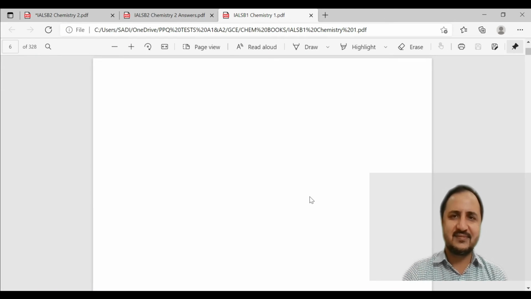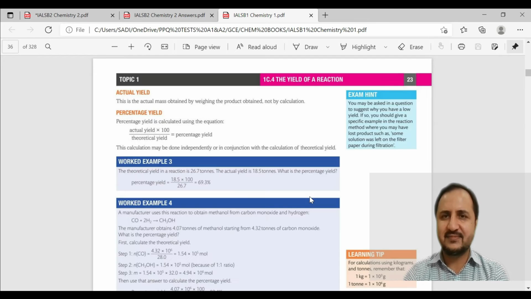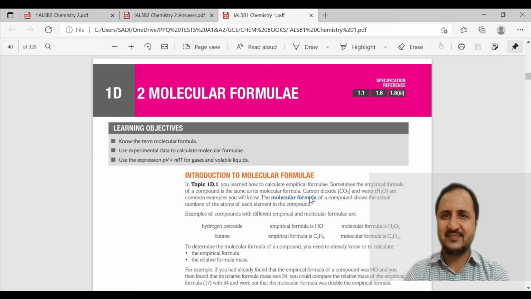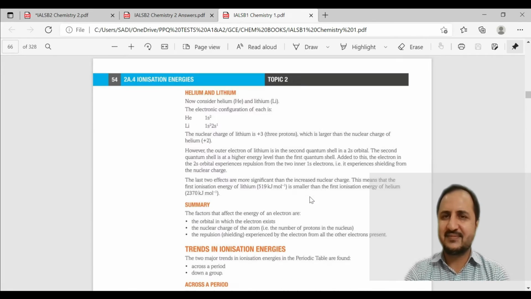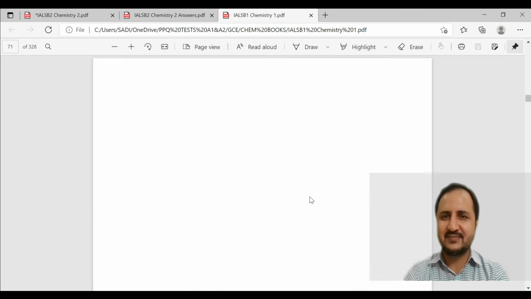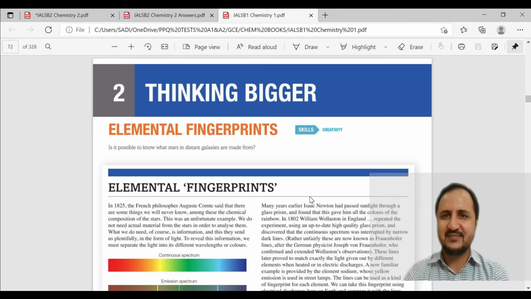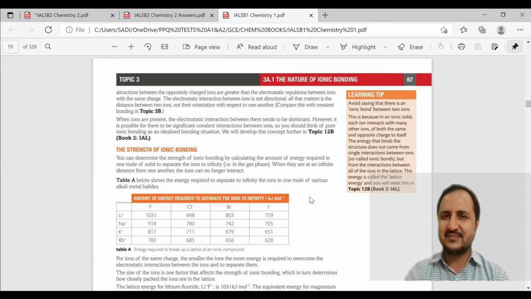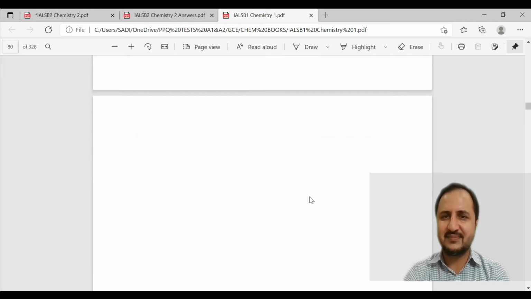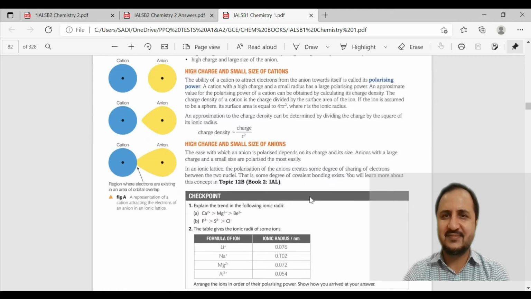Do you see the book? Yes, sir. Okay, so we discussed ionic and covalent bonding, and we will talk a little bit more about covalent bonding. We talked about the evidences and everything.